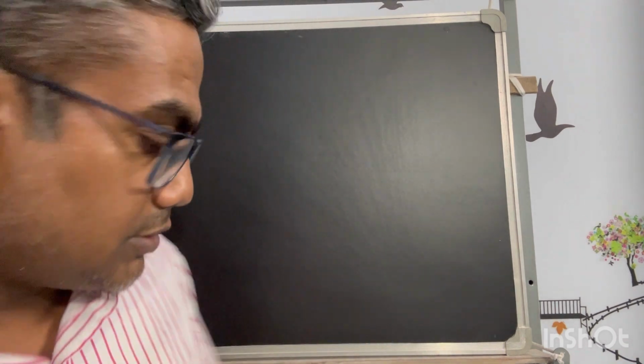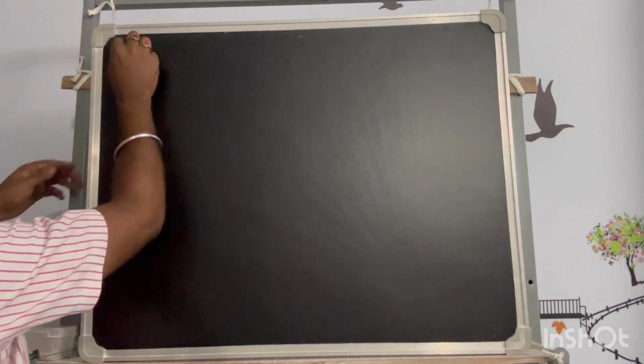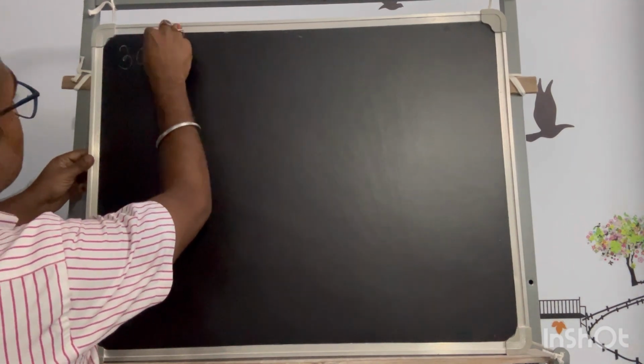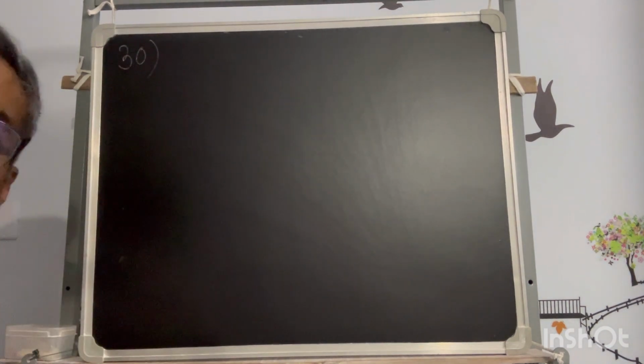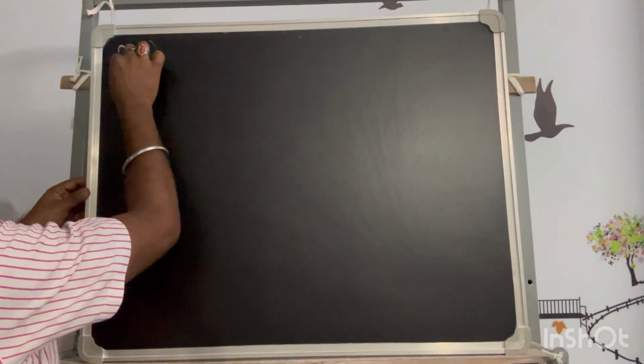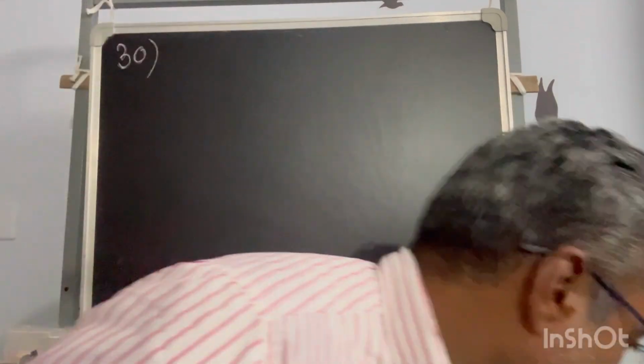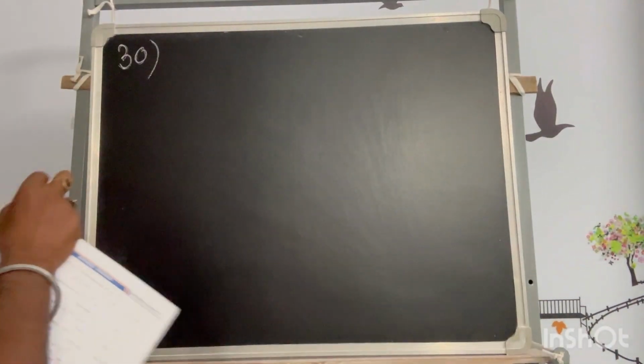Now in this chapter I will continue from problem number 30 in binomial series. So problem number 30 is, can you see it? Prominent. Okay, so problem number 30.